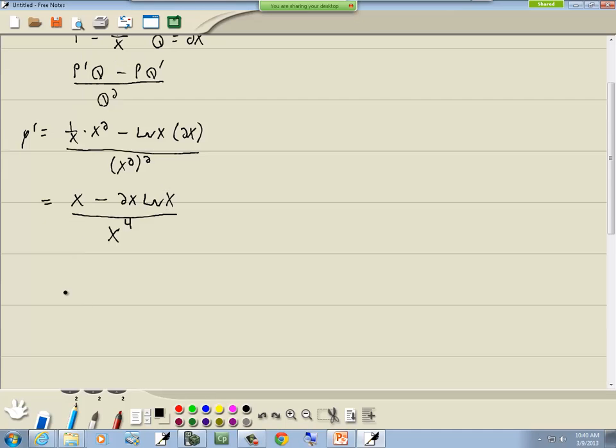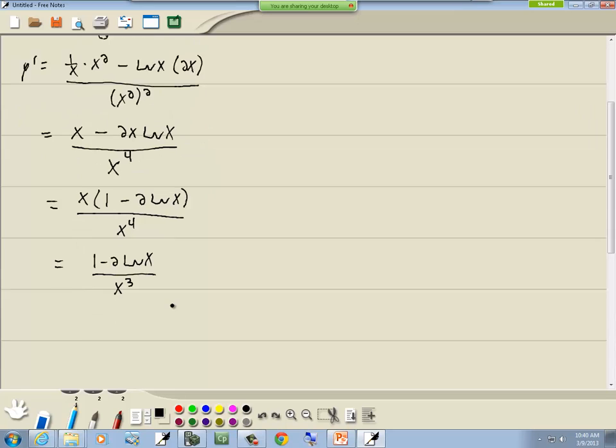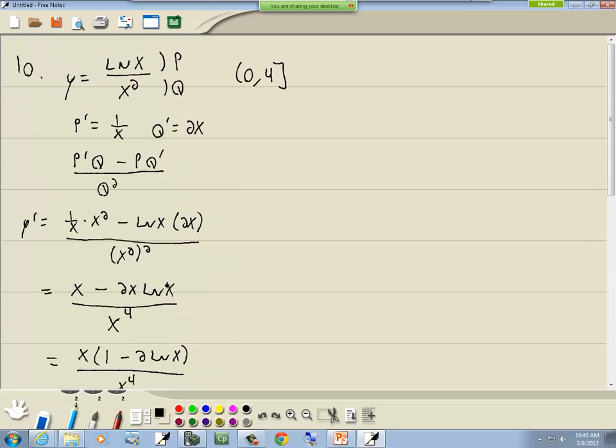Now I'm going to factor an x out of the top, the GCF, and that leaves you 1 minus 2 natural log of x over x to the fourth. Now here we have an x, and here we have an x to the fourth, so we can cancel this x and one of these x's. So we're going to have 1 minus 2 natural log of x over x to the third. That was step 1.